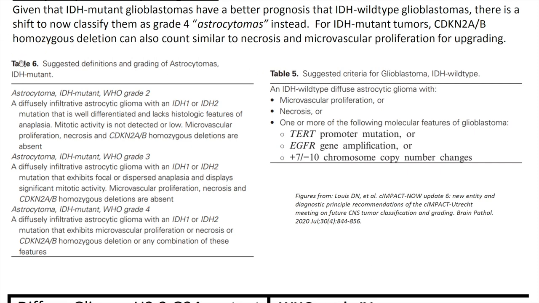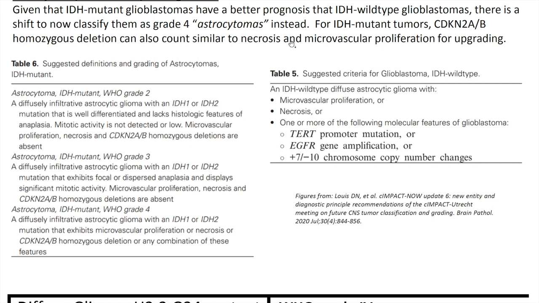Just real quickly, I'll go over these tables. So table 6, suggested definitions and grading of astrocytomas IDH mutant. So astrocytoma IDH mutant WHO grade 2 is a diffusely infiltrative astrocytic glioma with an IDH1 or IDH2 mutation that is well differentiated and lacks histologic features of anaplasia. Mitotic activity is not detected or low, and microvascular proliferation, necrosis, and CDKN2A or B homozygous deletions are absent. And then the mitotic activity or count, and the presence or absence of the CDKN2A or B are going to vary moving onward into the grade 3 and grade 4.